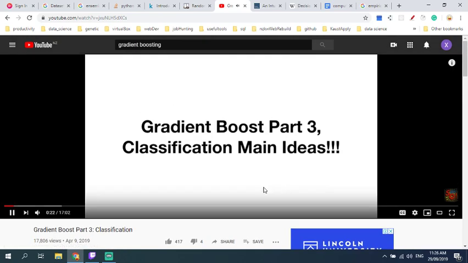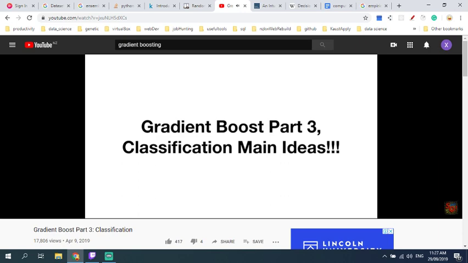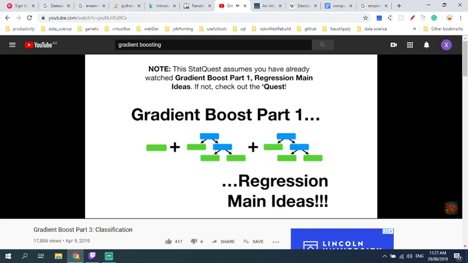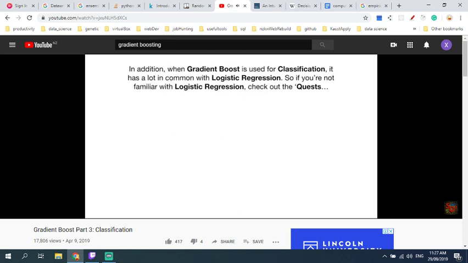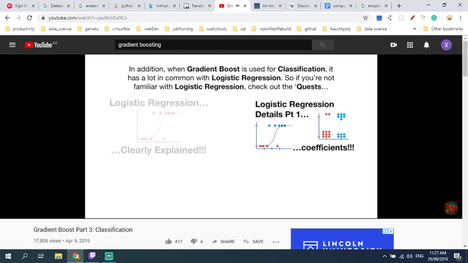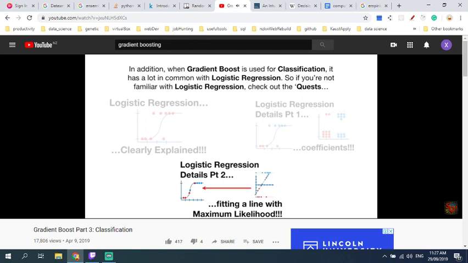Today we're going to do part 3 in our series on Gradient Boost. This time we'll focus on the main ideas of how Gradient Boost can be used for classification. Note, this StatQuest assumes you have already watched Gradient Boost Part 1, Regression Main Ideas. If not, check out the quest. In addition, when Gradient Boost is used for classification, it has a lot in common with logistic regression. So if you're not already familiar with logistic regression, check out the quests.